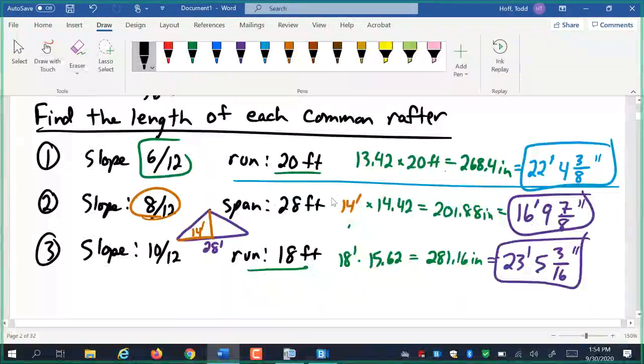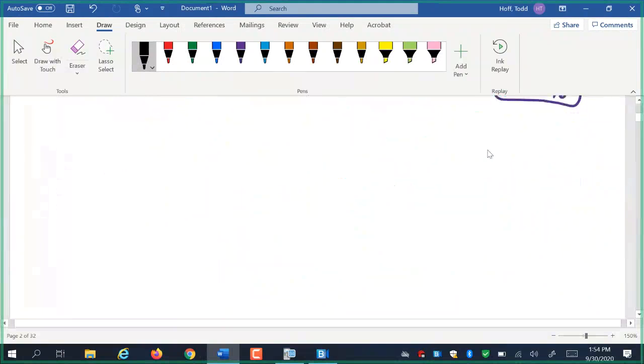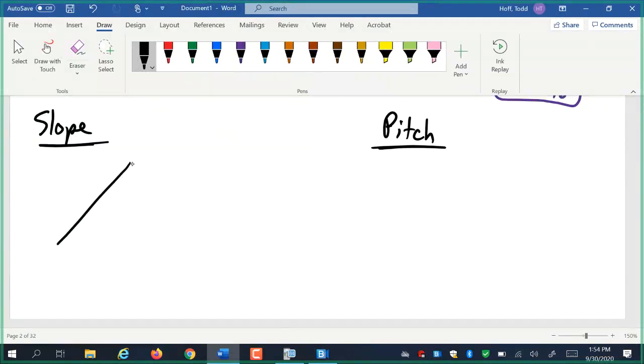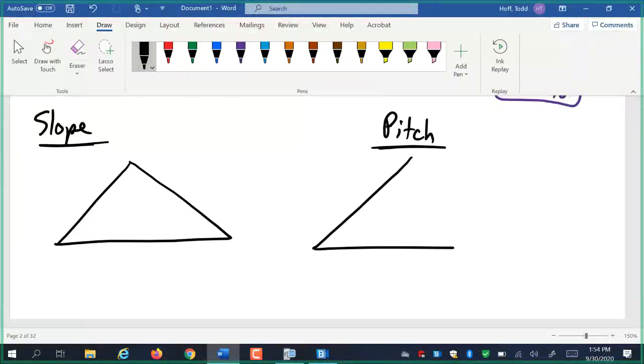Well, now the last thing I want to talk about for the day is the difference between slope and pitch. These are two words that are commonly misused. Somebody says it's a 4/12 pitch on that house. No, it's not. It's a 4/12 slope. Both of them have to do with a roof, and both of them are describing how steep the roof is.